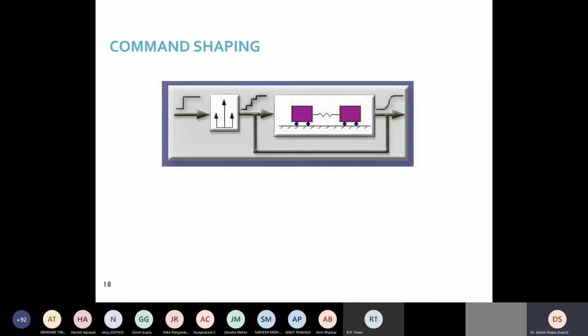What does shaping mean? Command shaping means, here we can see, this is what we give as a step input. We modify this with the help of developing this shaper. So we basically modify this input, and the resultant input looks like this. And you can see the response of this system is a vibration-free response.